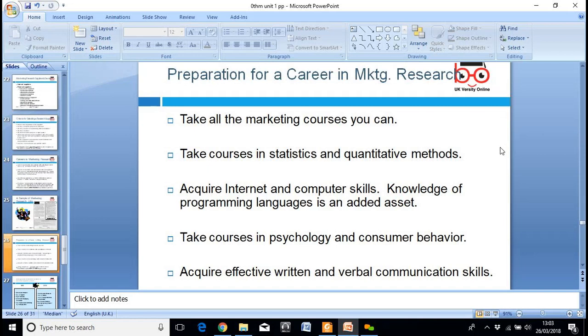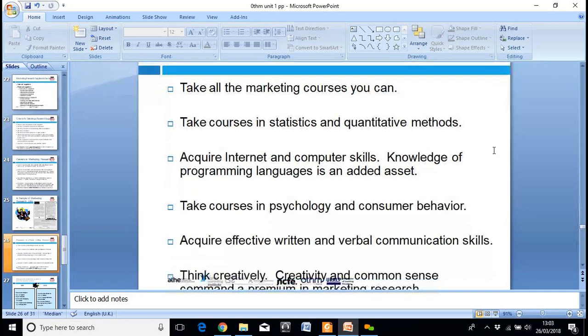Acquire good internet and computer skills, take courses in psychology. Why do you think they would need psychology? Anybody? Sorry, sir, could you repeat your question? It says here, if you want to be a marketer, take courses in psychology. Why would you think you needed to apply psychology?